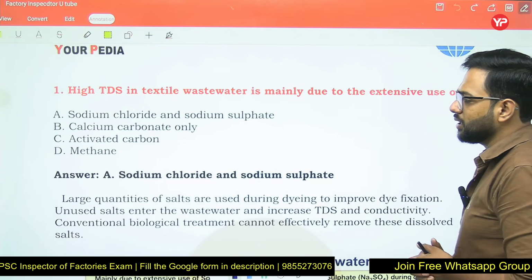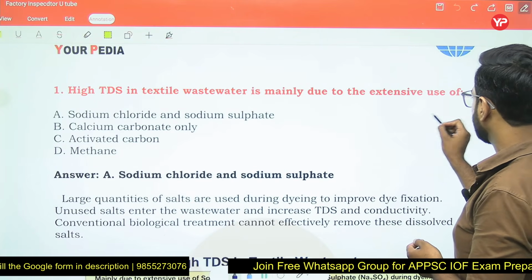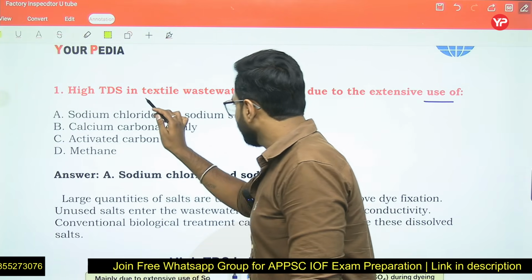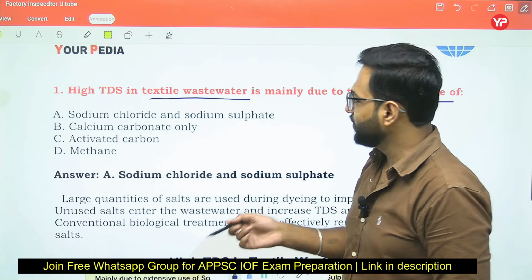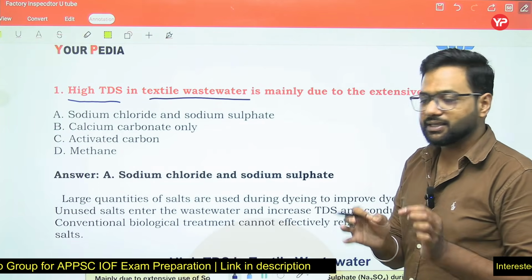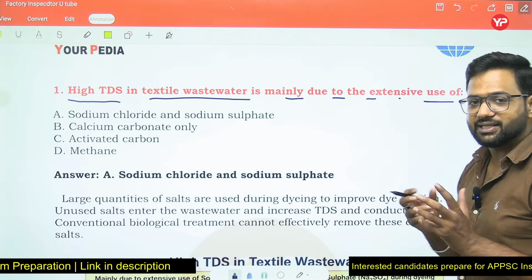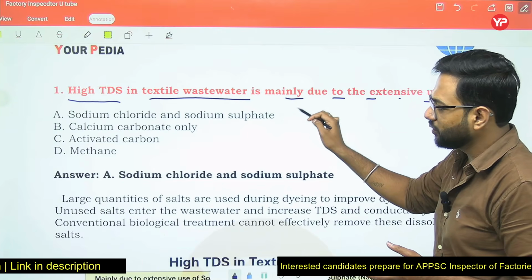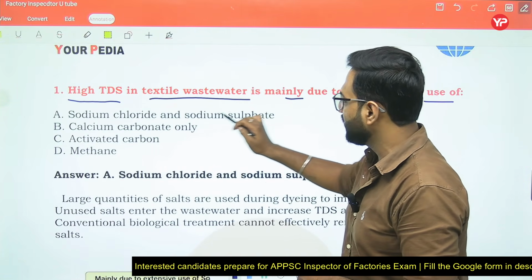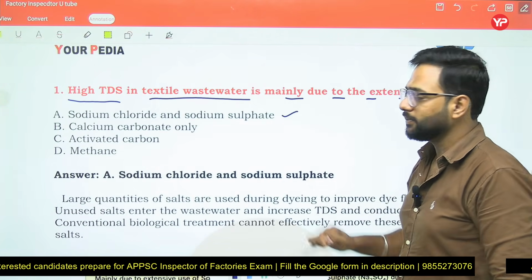Friends, the first question: high TDS in textile wastewater is mainly due to the extensive use of what? The question says that in textile wastewater you will find high TDS, so what is the reason behind that? The options are: A, sodium chloride and sodium sulfate; calcium carbonate only; activated carbon; methane. So the answer is sodium chloride and sodium sulfate.